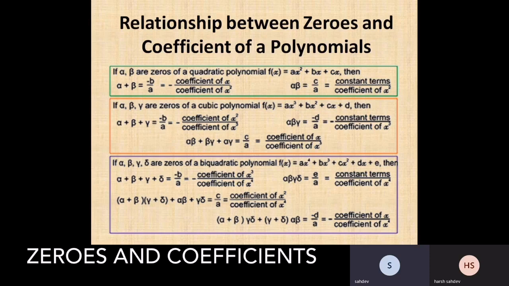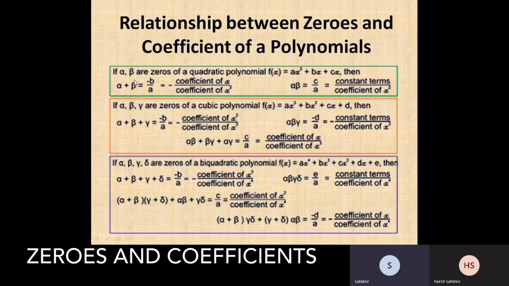Now this is the relationship between zeros and coefficients of a polynomial. This will be our last topic for today. Next we will continue in the next session. After this you can easily do your first exercise, that is exercise number 2.1 from your NCERT booklet. This is for exercise number 2.2. We will discuss this in our practice session, the online session.